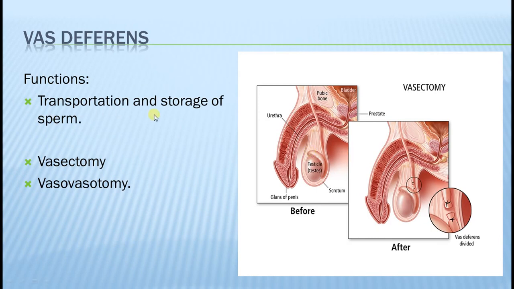So the function is transportation and storage of sperm. Not only transportation and storage, it is also responsible for maturation of the sperm. That is what the latest concept tells. So the sperms are stored throughout the length of the vas deferens.